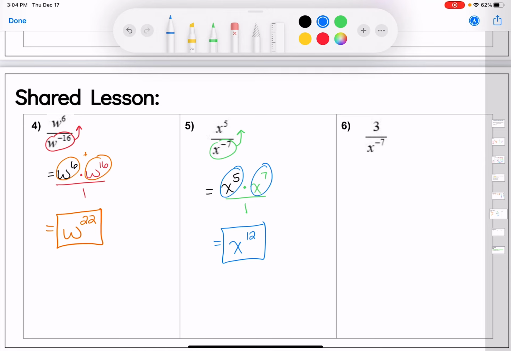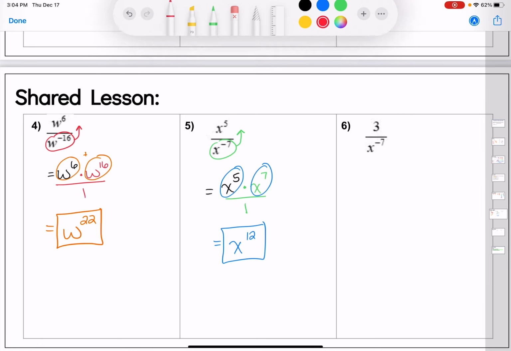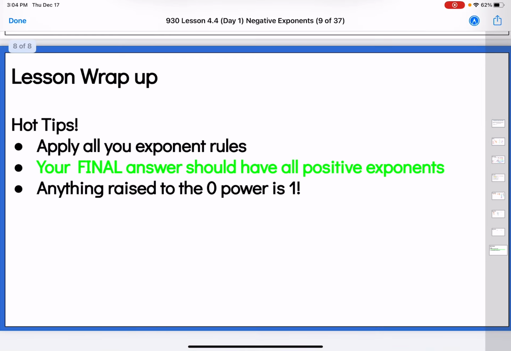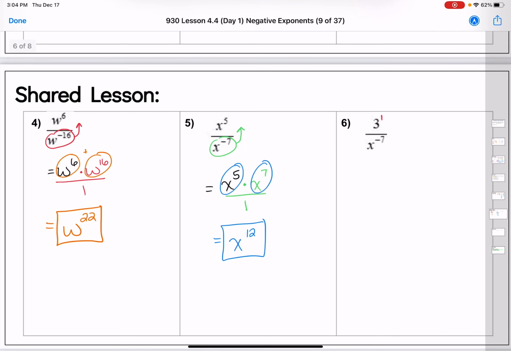All right, number 6, 3 over x to the negative 7th, excuse me. Now again, be careful. What is the exponent on the 3? The exponent on the 3 is that invisible 1, but it's a positive 1.